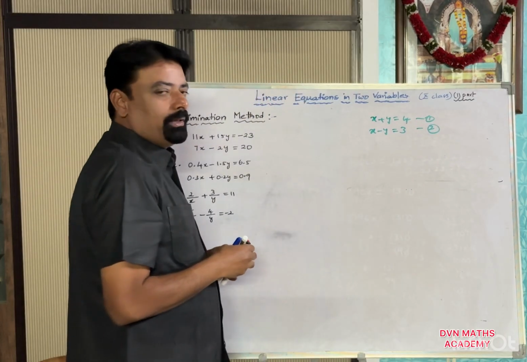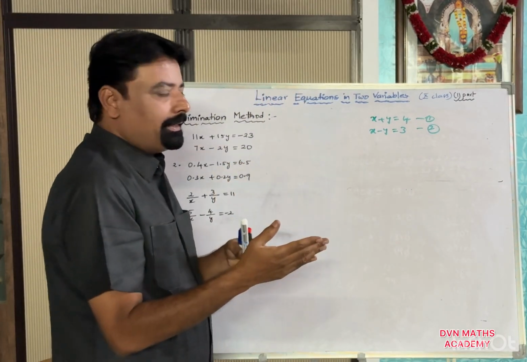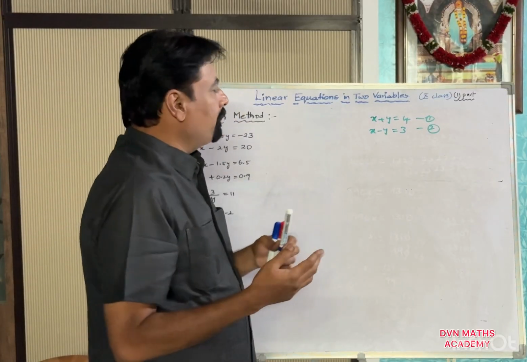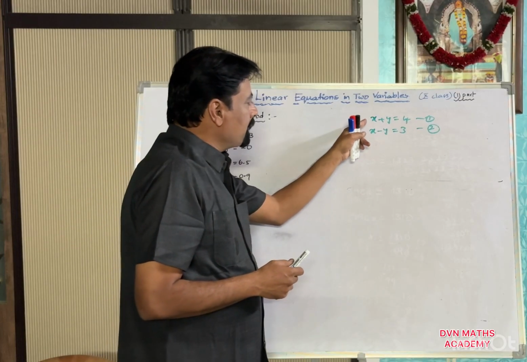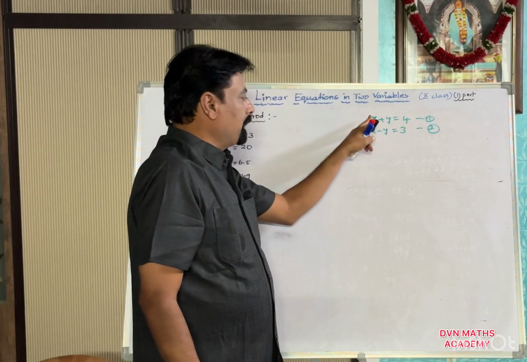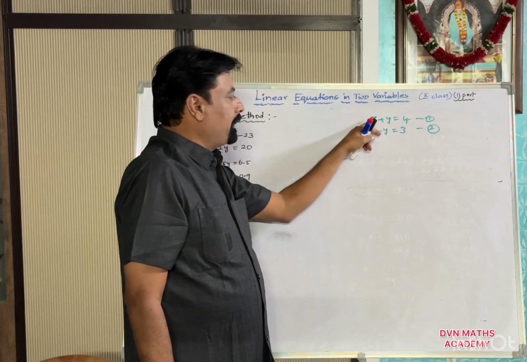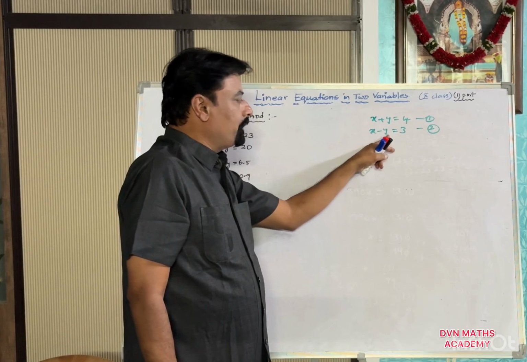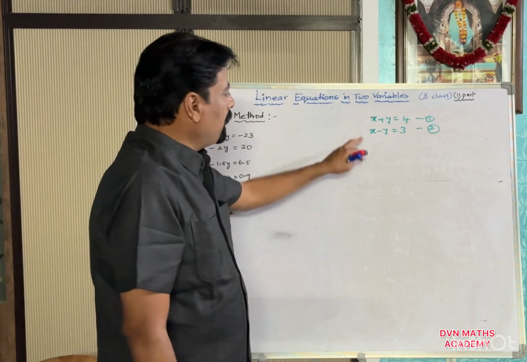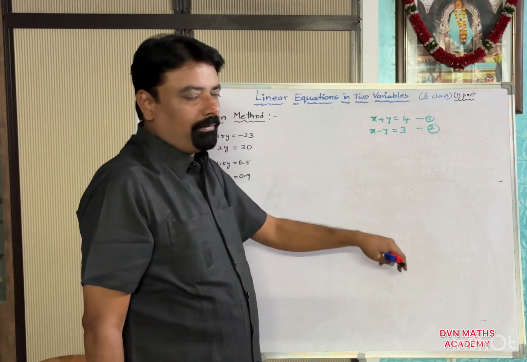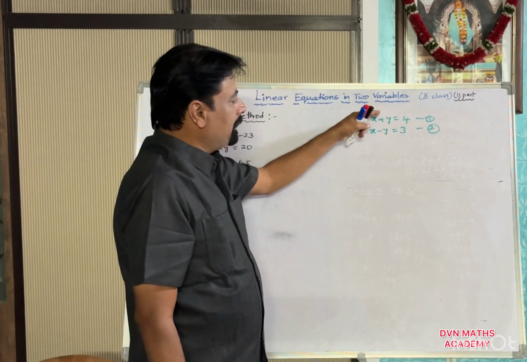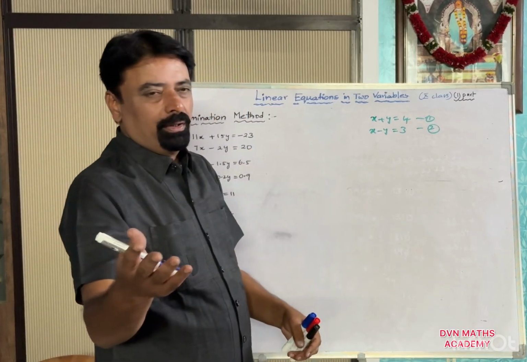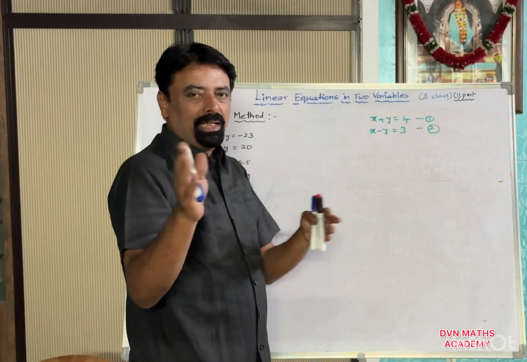If you need to solve this, we need to eliminate one of the variables. While eliminating one of the variables, first you need to see the coefficients of the variables. In the first equation, the coefficient of x is 1 and the coefficient of y is also 1. In the second equation, the coefficient of x is 1 and the coefficient of y is minus 1. So the x coefficients are equal and the y coefficients are also equal, but this is plus and this is minus. If it is like that, it is easy to eliminate one of the variables.